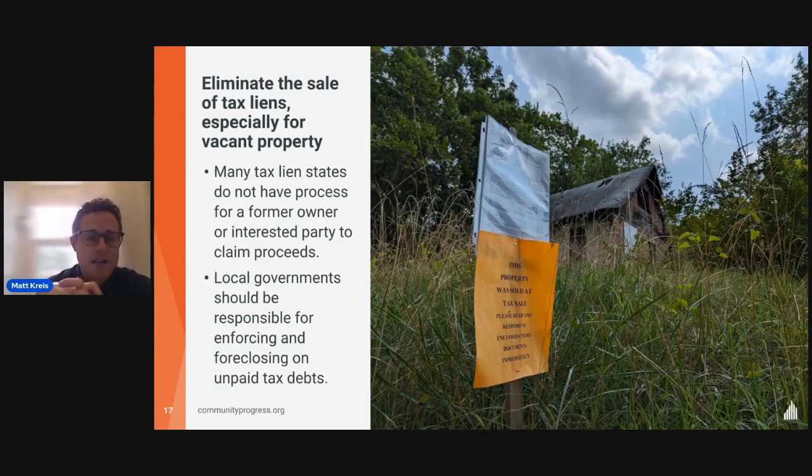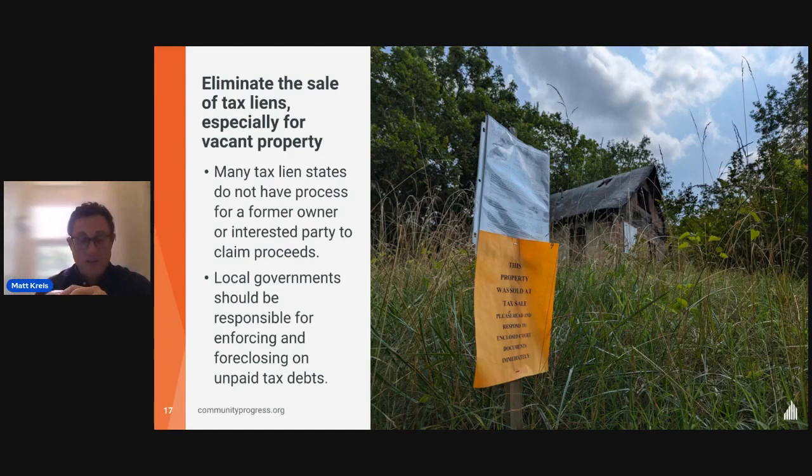Something Community Progress has long been articulating and is continually looking to evolve as we try to talk about eliminating the sale of tax liens, which is especially true for vacant properties, right? It's really important in the context of those vacant properties where the most effective intervention is to transfer the property to a new responsible owner with insurable title, which we'll get to in a minute, as opposed to selling the debt and waiting for a private investor who may or may not, in certain circumstances, choose to acquire the title, leaving that property cycling through an inefficient system year after year.